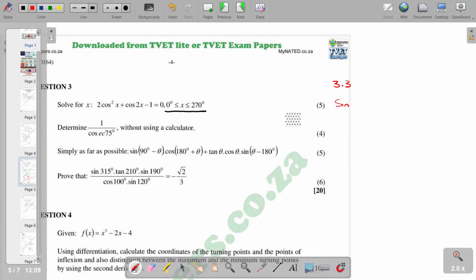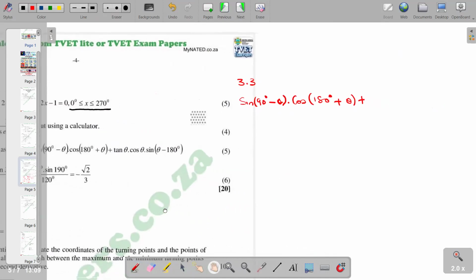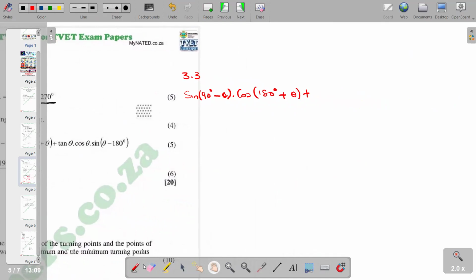Sine of (90 degrees minus theta), multiplying cos of (180 degrees plus theta), plus tan theta, which is multiplying cos theta, then sine of (theta minus 180 degrees). So for us to be able to answer this type of question, you need to understand the CAST diagram.